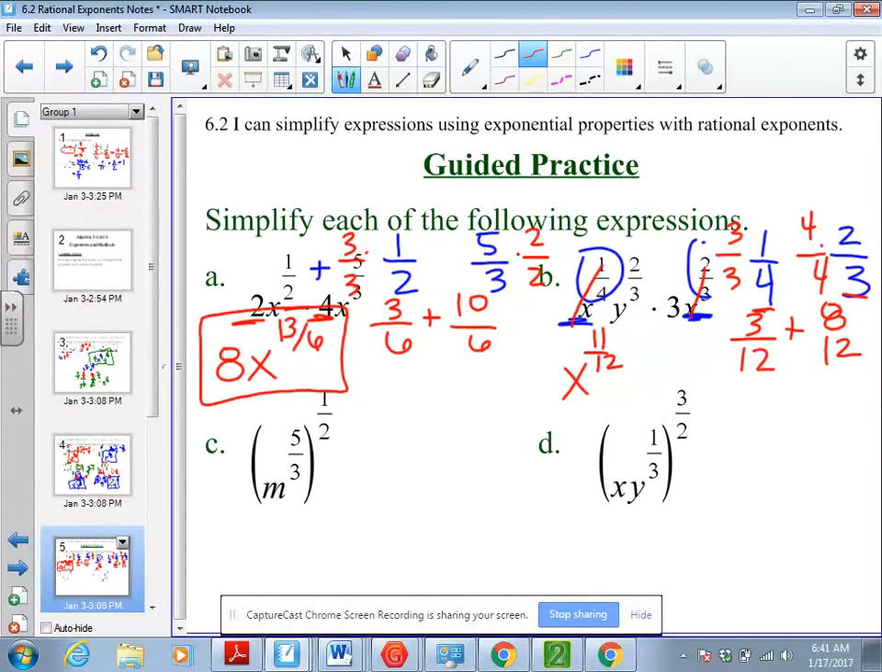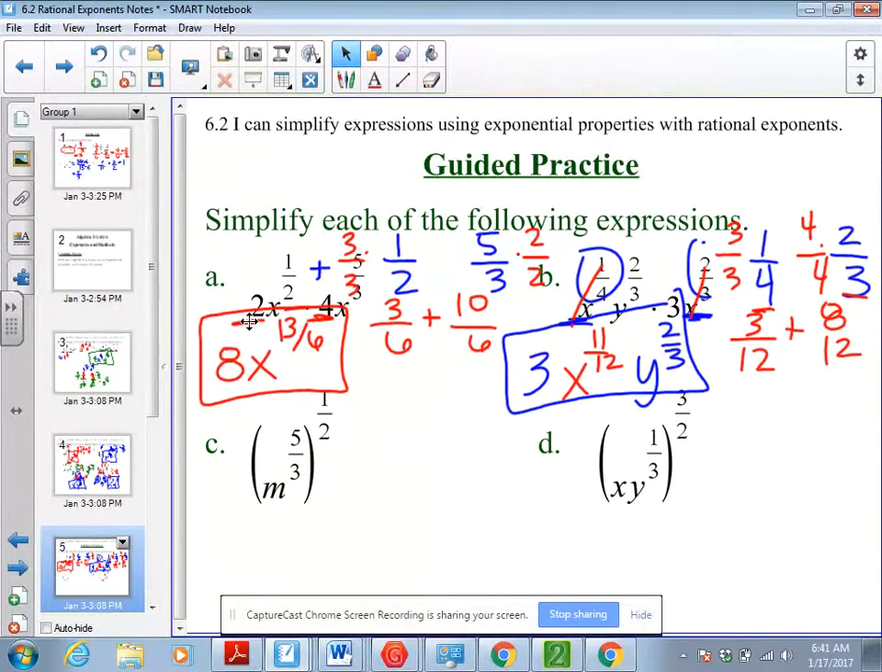So those are done. Oh, I didn't notice that 3. We'll just put that 3 out in front. This is like a 1, so 1 times 3 is 3. And then my y does not have another y to go with it. So we're just going to bring it down. Since none of these can be simplified further, this is my answer.